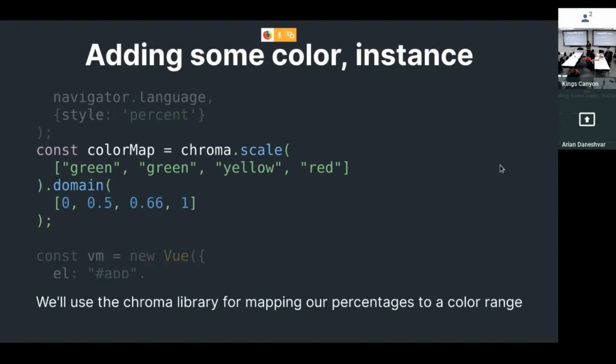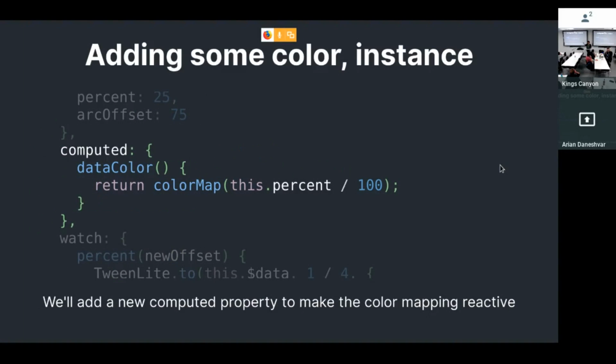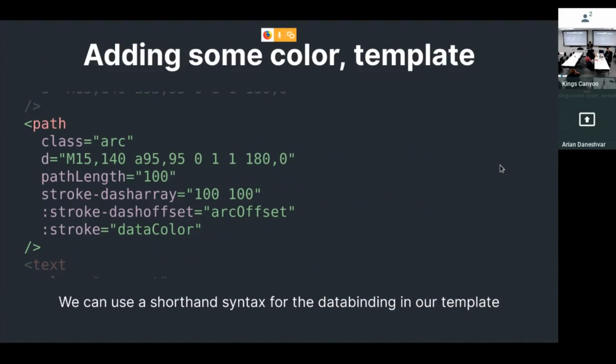Chroma is just a JavaScript library for doing color manipulation. Here, we're just taking a color space and creating a map to numerical values so that as the gauge fills up, the color will change. We're just using a colored computed property. We've already seen this. Again, leveraging Vue's reactivity system here. And to use it, you already know how to use it in the template.